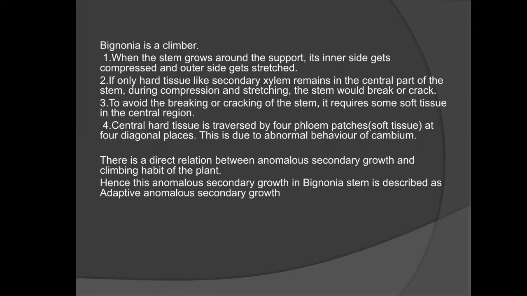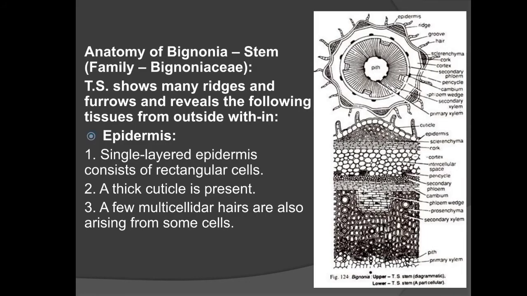Now coming to Bignonia. Bignonia is a member of the Bignoniaceae family. The young stem shows a wavy outline with permanent ridges and furrows. Here you can see the tiers of the stem. The young stem shows the wavy outline with the permanent ridges and the furrows.